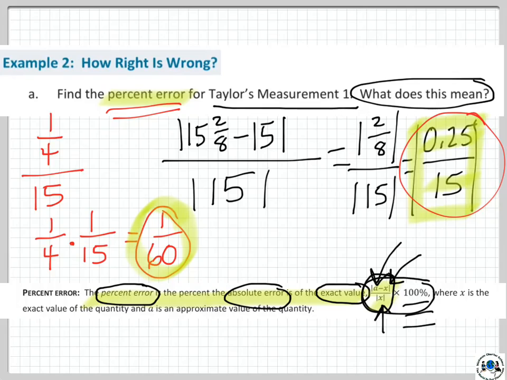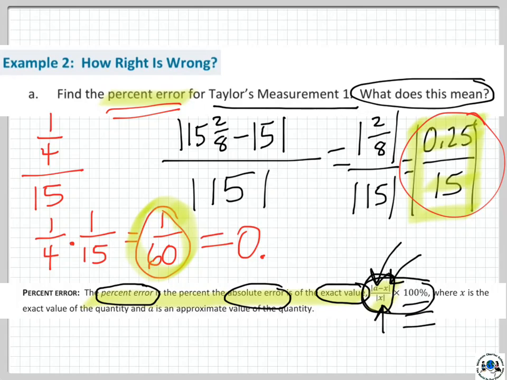And then if we go ahead and do the division now, 1 divided by 60, which we would need to do to get our decimal, we would be looking at 0.